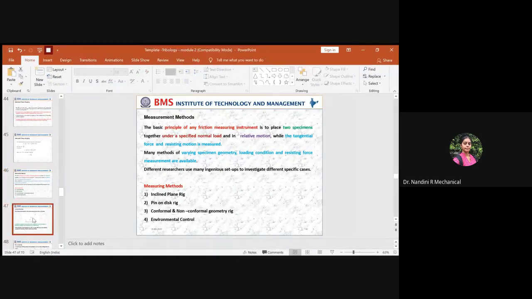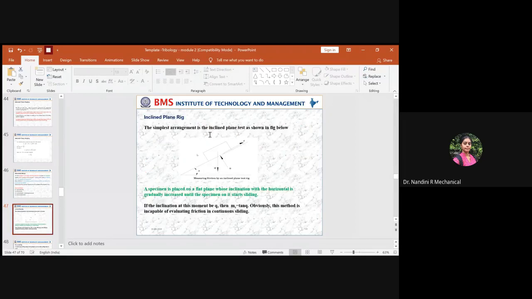So in that, we are starting with the inclined plane rig. You have studied this already. It is not a new thing. While describing the concept of friction in the beginning classes, we dealt with the angle of inclination and all. How it comes into picture when the blocks start sliding. At sliding, what is the angle of inclination we evaluate, right? So all these we have studied. That concept comes into the method of the inclined plane rig.